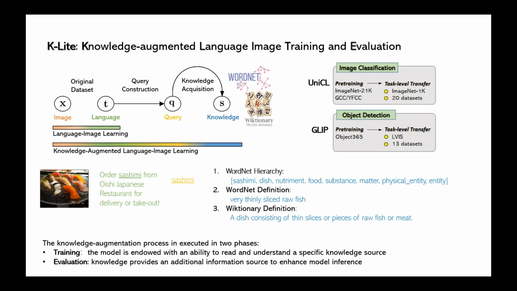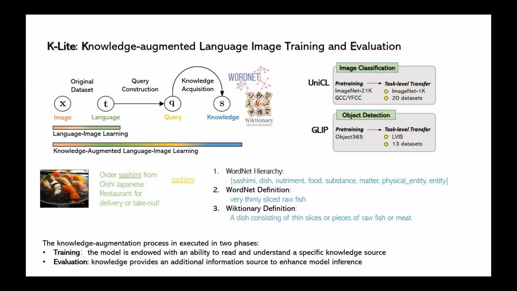So now we can see that with K-Lite we are actually learning using a full data spectrum that includes image, language, and knowledge, while in the traditional setting, we are only leveraging image and text.